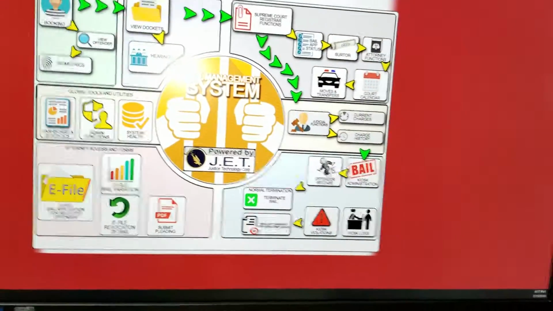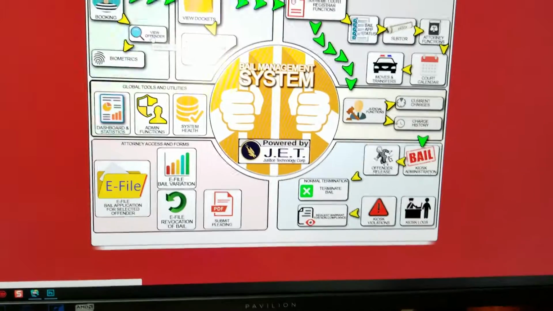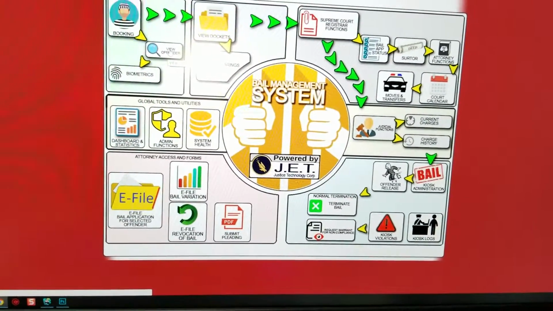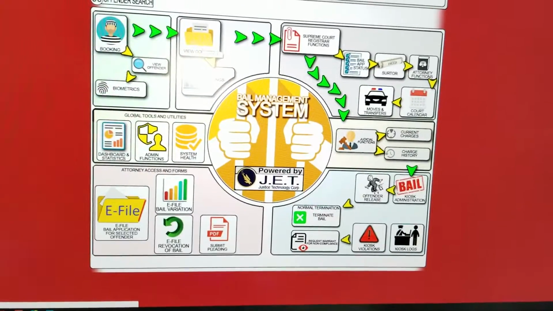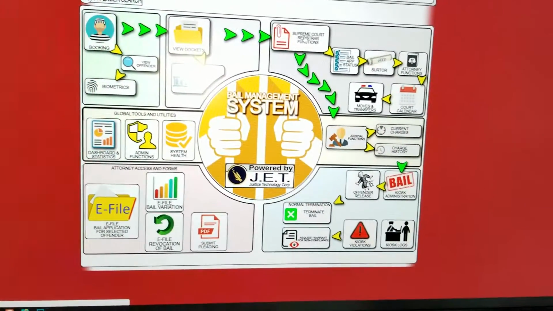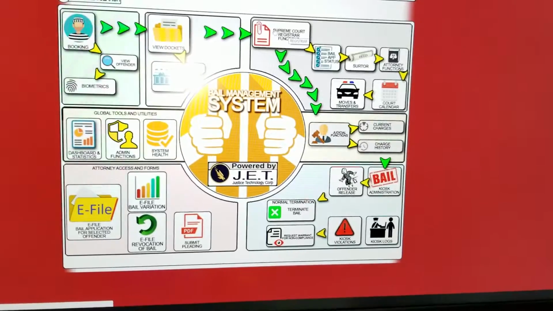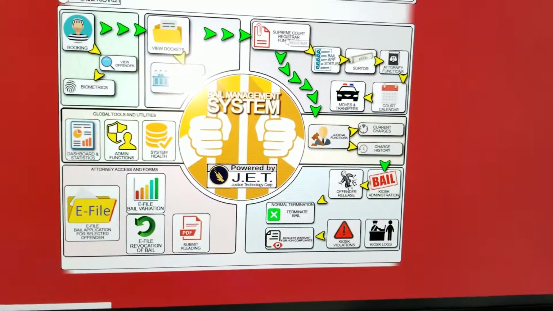If you cancel this, of course, it's going to take it back to the main menu where they're able to do additional things with this particular inmate. Booking, they can view the offender. This is where they can go in and view the offender and actually do additional things to the profile and biometrics. And then this is where you view the dockets and hearings. Supreme Court registrar functions will be here, and they can do all their stuff for the Supreme Court.